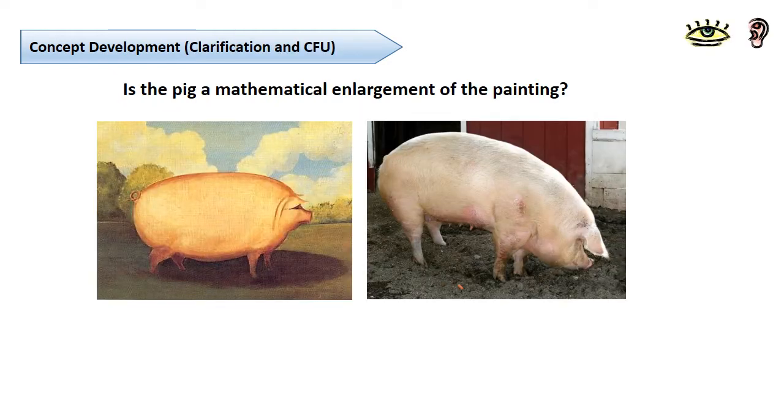So, a bit of a non-example. Is the pig a mathematical enlargement of the painting? So what we mean by that is, are these two things similar? What you need to think about is the notes that we just took down. They need to be the exact same shape. They can be different sizes. And what you might notice is that they're not similar.